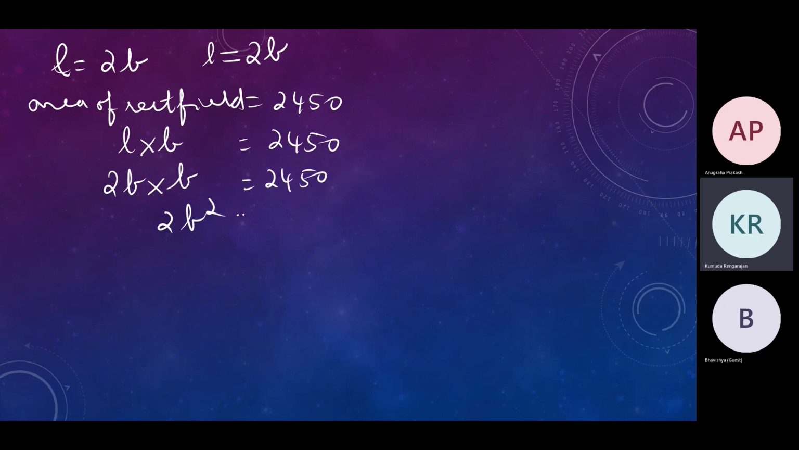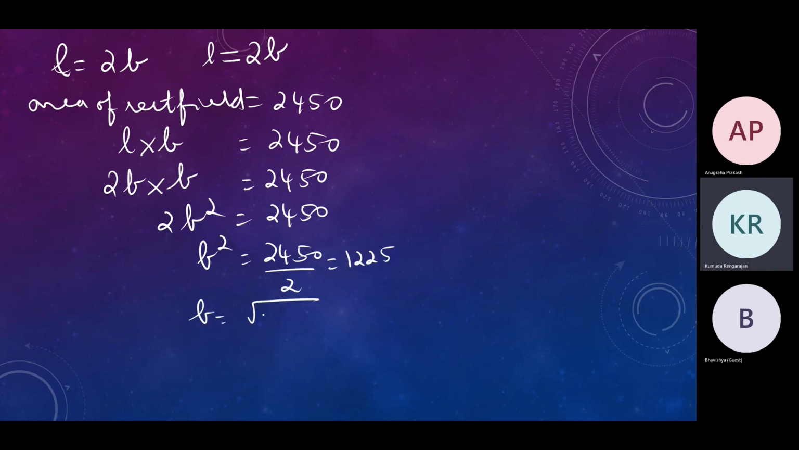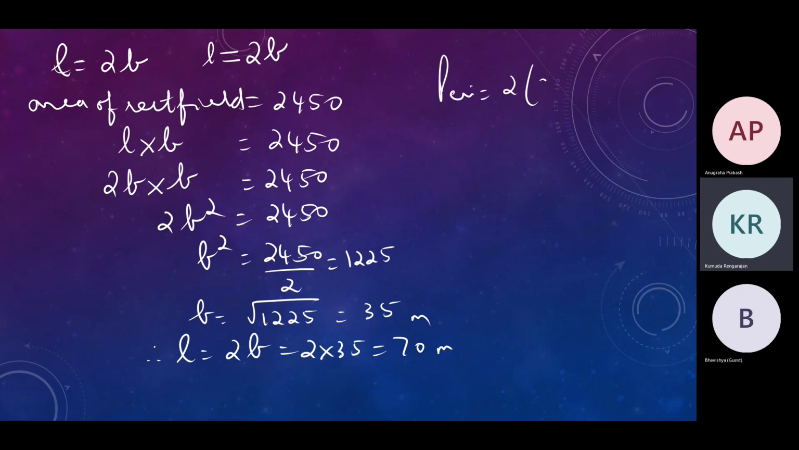So 2b square is equal to 2450. B square is equal to, divided by 2, 1225. And b will be equal to the square root of 1225, which is 35. So therefore length is 2b, which is 2 into 35, 70 meters. So perimeter is 2 into L plus B. So 2 into 70 plus 35, 2 into 105. Yeah, 210 is the correct answer, Anugraha. Good.